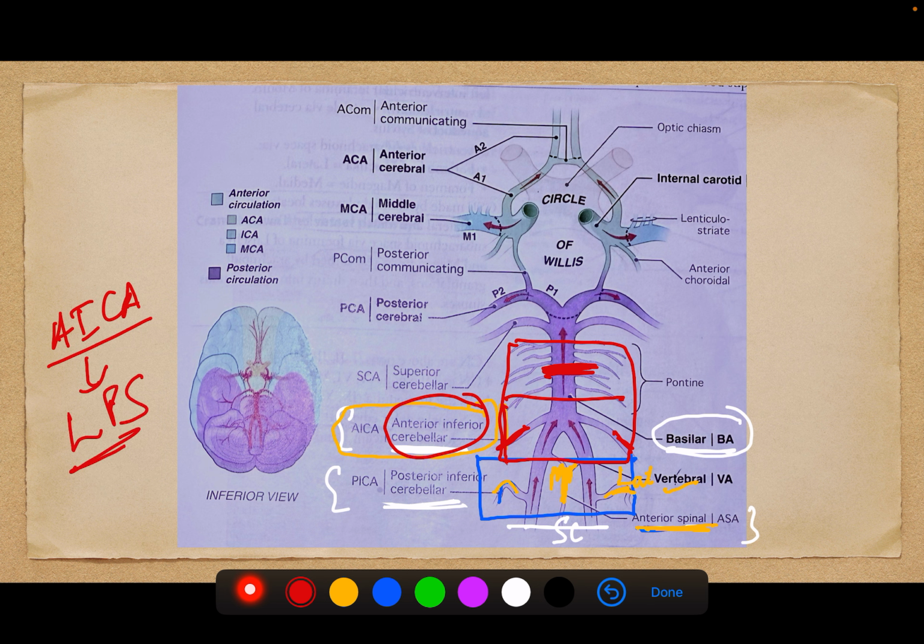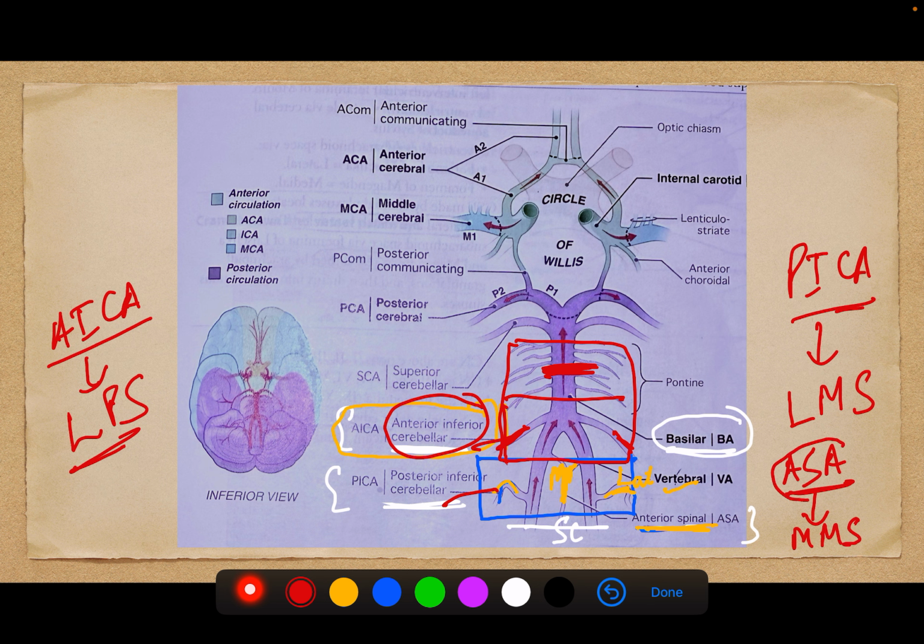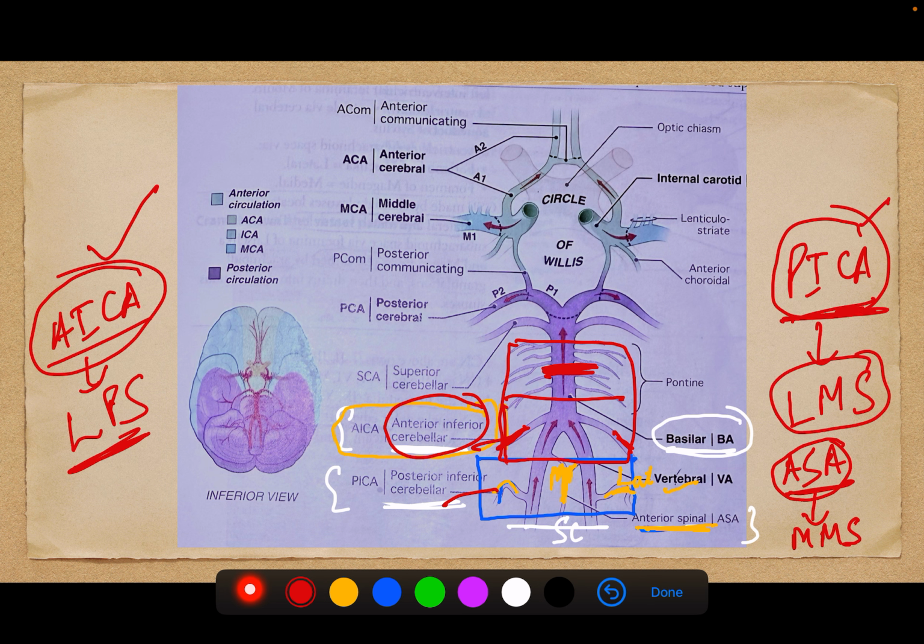Okay. Similarly, a posterior inferior cerebellar artery lesion will result in lateral medullary syndrome, because they mainly supply the lateral aspect, and a lesion in the anterior spinal artery results in medial medullary syndrome. These three things are very important, and most of the questions are based around them: anterior inferior cerebellar artery, lateral pontine; posterior inferior cerebellar artery, lateral medullary syndrome; anterior spinal artery, medial medullary syndrome.